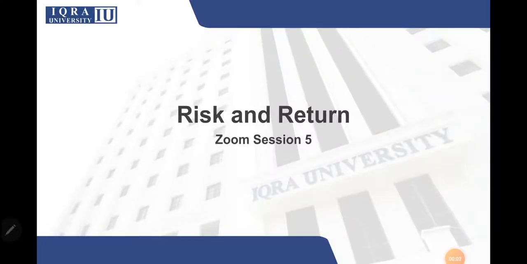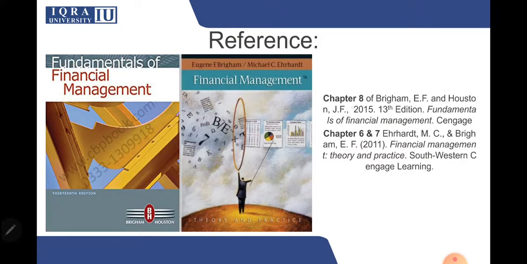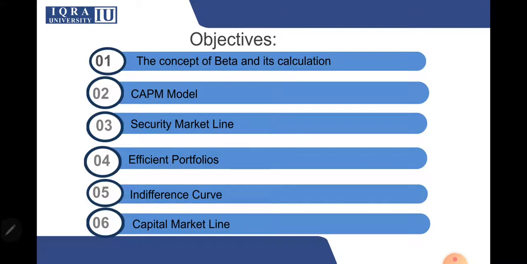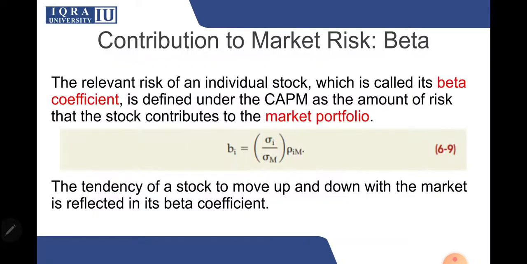In this video, I will be continuing with the topic of risk and return. These are the chapters in the reference book for each chapter. Now, the objectives of today's lecture are to understand the concept of beta and its calculation, the CAPM model, security market line, efficient portfolios, indifference curve, and the capital market line.